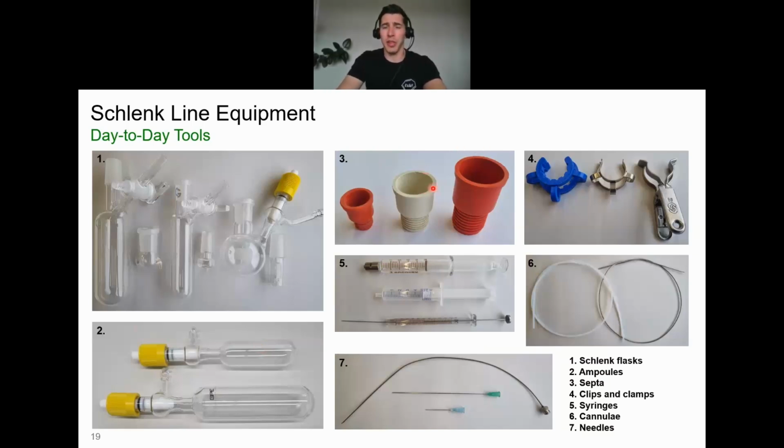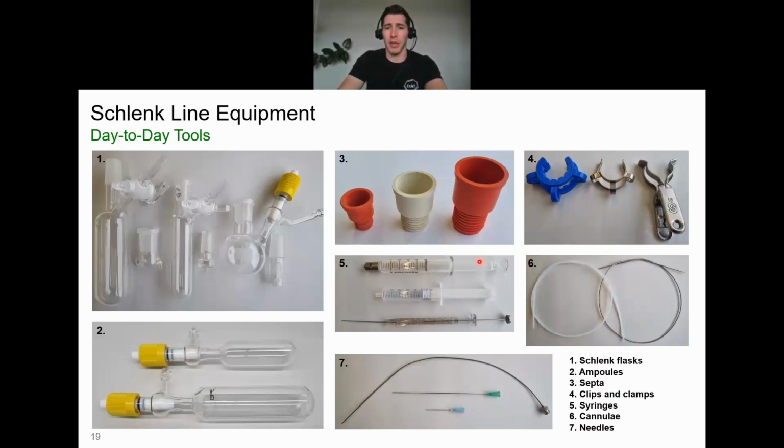Rubber septa come in different sizes and shapes depending on the size of your flask. We have different clips to secure our stoppers into place. Cat clips and metal clips may be sufficient for most applications, but these spring-loaded fork clamps are really, really great, particularly when you're working with higher pressures within an overpressure bubbler.